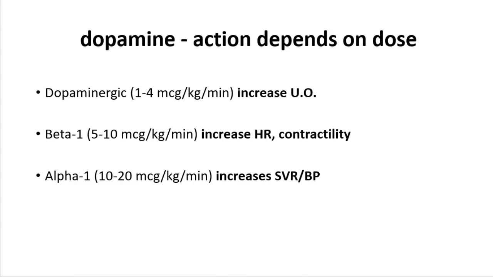So for dopamine, I want to make sure you know to monitor your patient for peripheral vasoconstriction, because if you see signs of decreased perfusion in the extremities and the peripheral circulation and they're on dopamine, this can be the cause of it.